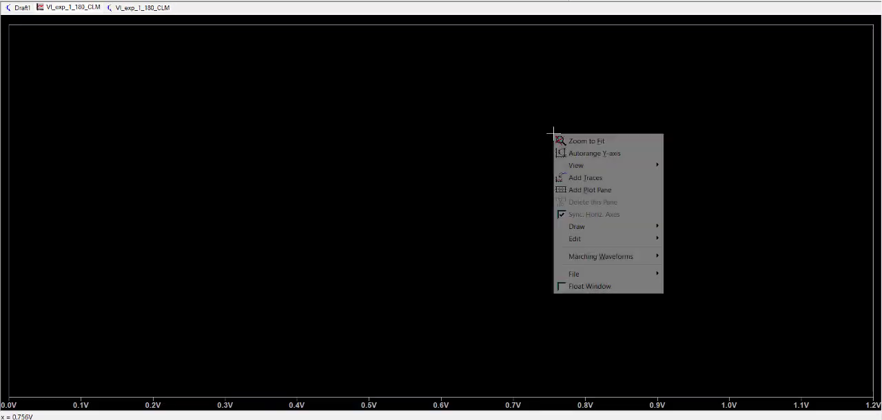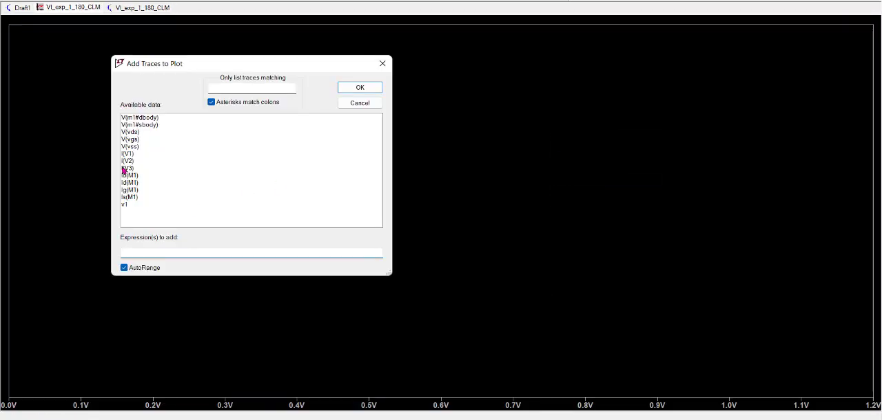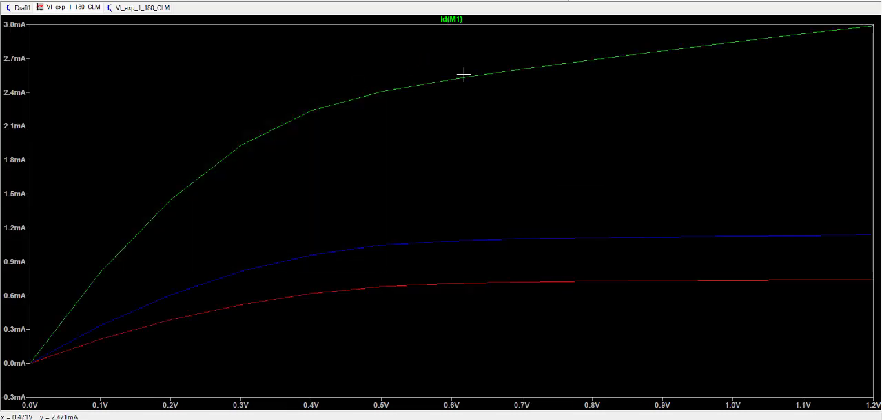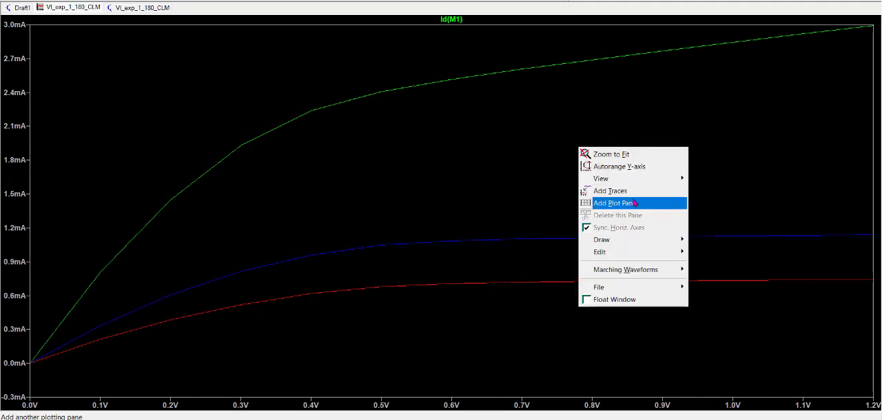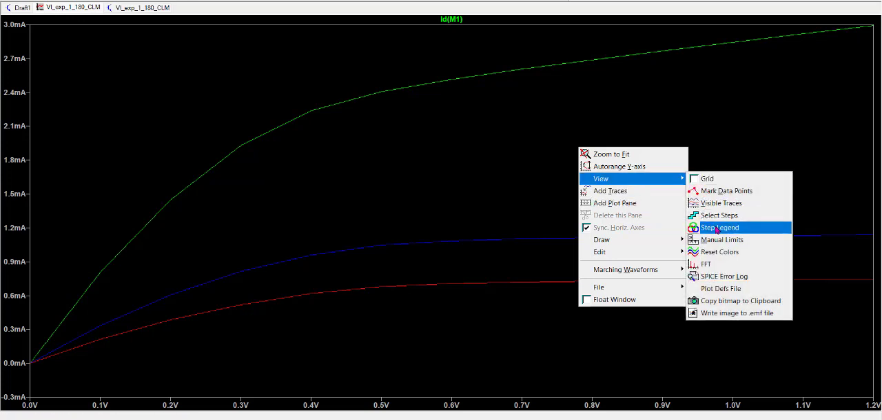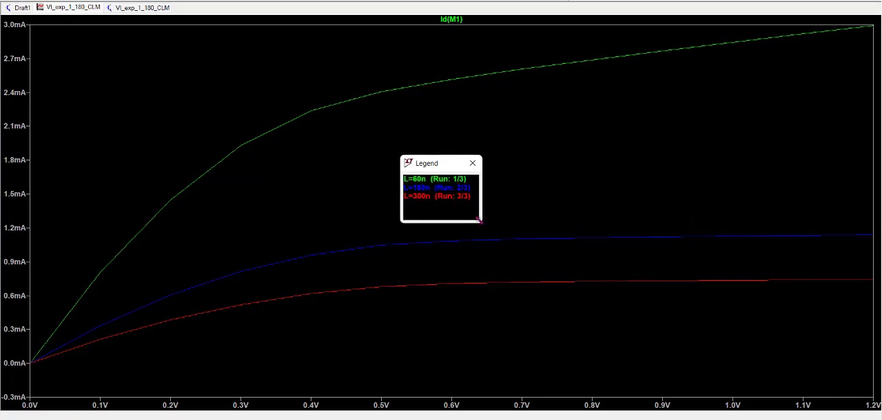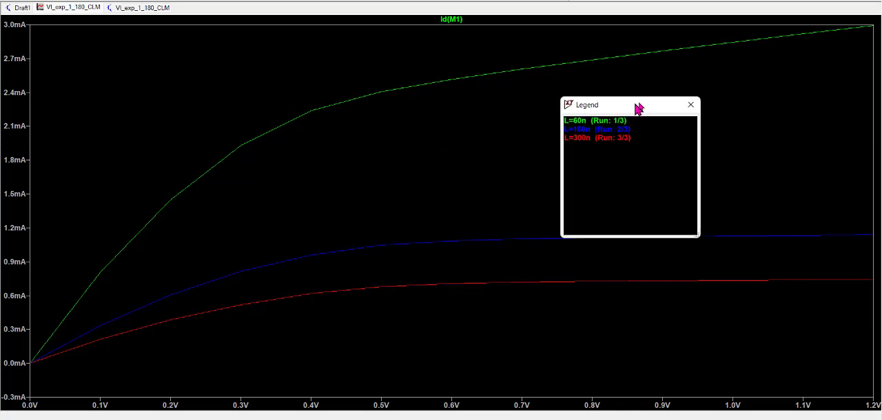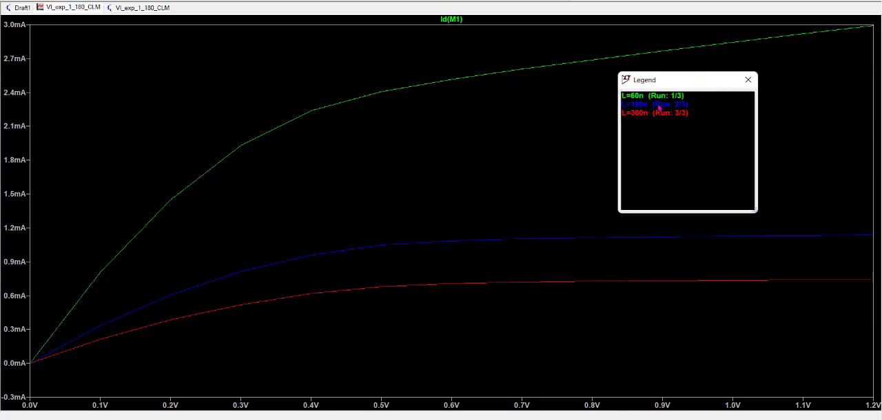So we'll just run it, and we will add the trace ID, the drain current. Now what you see is not because of VGS. These three values are not because of VGS, but because of the length. You see, length is 60 nanometer, green color. See how the curve is going, right? It is passing with such a high slope, right?